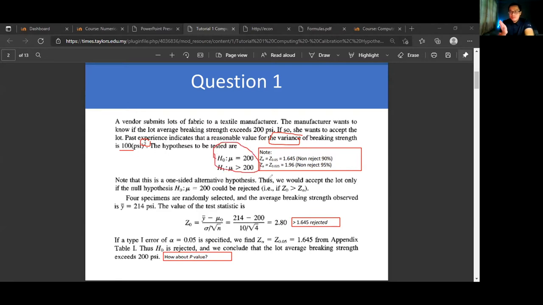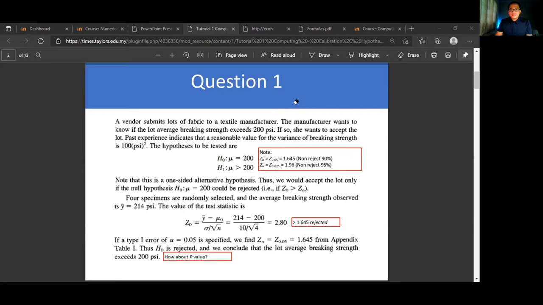Now let's talk about why this is a Z test. So always remember, I know that this is not always true, but for the sake of exams or assessment, I give you the variance or standard deviation, and therefore you know that this is a Z test. Okay, look at the hypothesis. Hypothesis is not the same as your usual hypothesis, right?